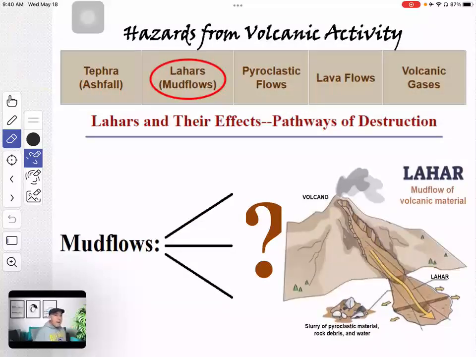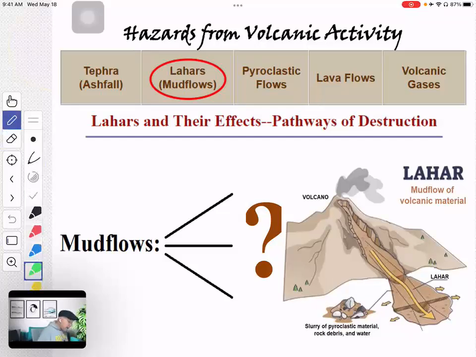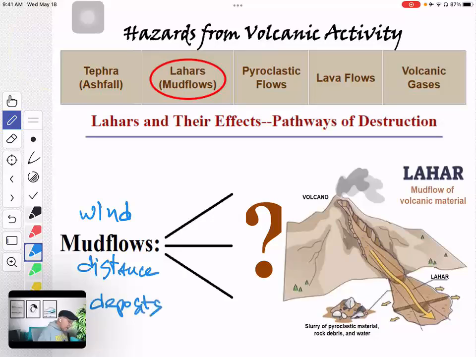Okay, now we're going to do this same game, but now assessing the mud flow. So again, we need 3 pieces of information to make that assessment. And what would be the 3 pieces of information? So remember, for ashfall we had wind, distance, and deposits. Now, for mud, wind is not going to play a role because wind is not going to affect where the mud is going to go.